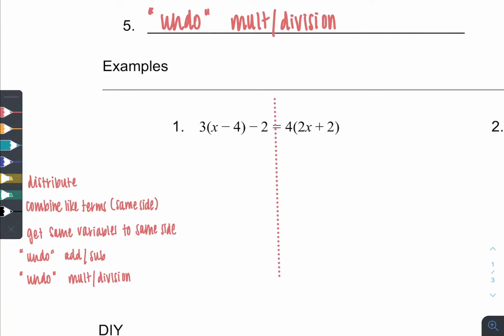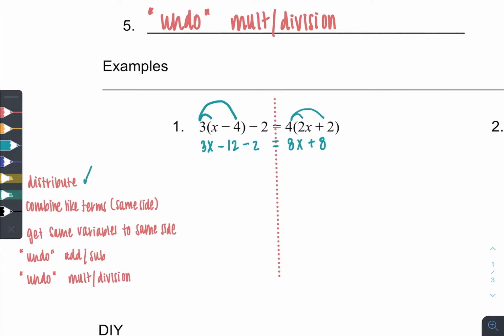Okay, so step one is we're going to distribute. So this 3 is going to get carried through there. So I'm going to have 3 times x is 3x. 3 times negative 4 is negative 12. And then I'm left with minus 2. Distributing on the other side, I have 4 times 2x is 8x. And then 4 times 2 is 8. Remember to carry it all the way through. A lot of you will just multiply it by the first one, which is a common mistake. Don't want to make that.